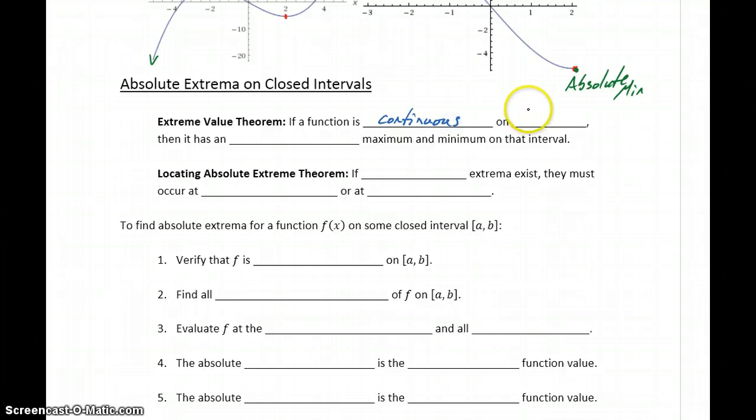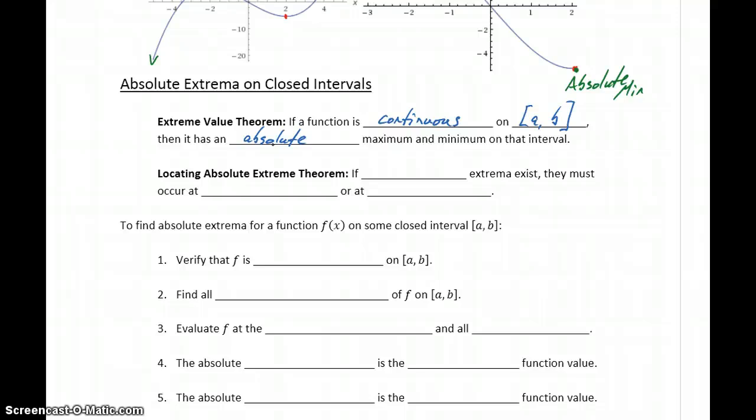if we have a continuous function whose values for x are restricted to some closed interval from a to b, then we're guaranteed to have both an absolute maximum and an absolute minimum on that interval. So if our function has a restricted domain on that closed interval and it's continuous, we're guaranteed to have both.